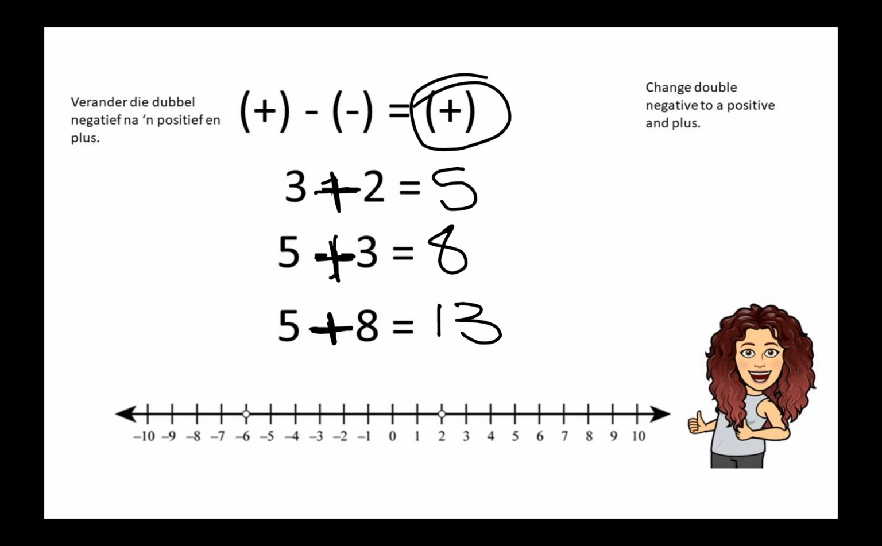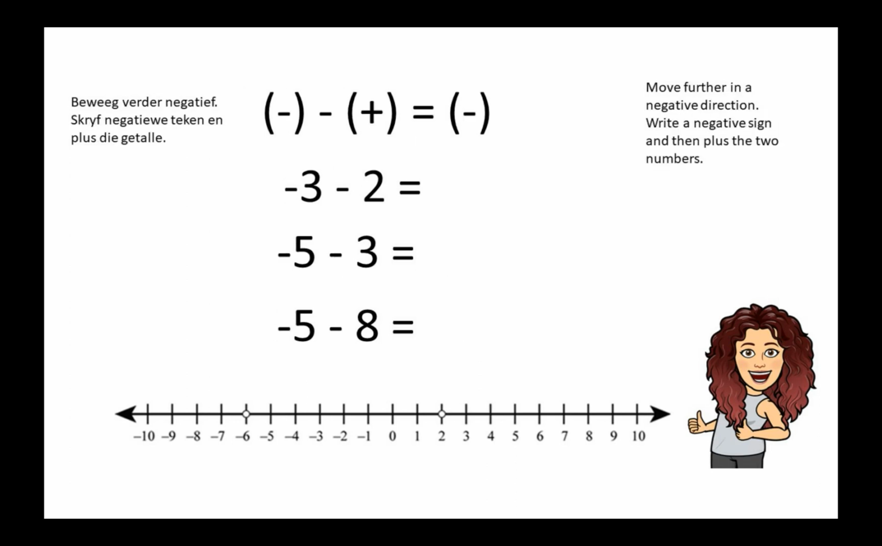Okay, and then the last example that we can have, the last situation we can have, is when you've got a negative minus a positive. So what this means in practice is that you've already got 3 rand debt, you already owe someone 3 rand, but then you still go and you borrow another 2 rand. In other words, you end up with negative 5. So, as I said, you're going to move in a more negative direction.